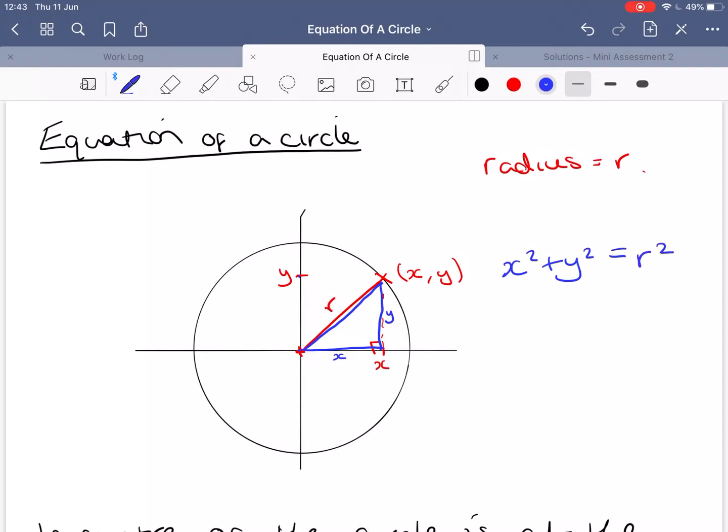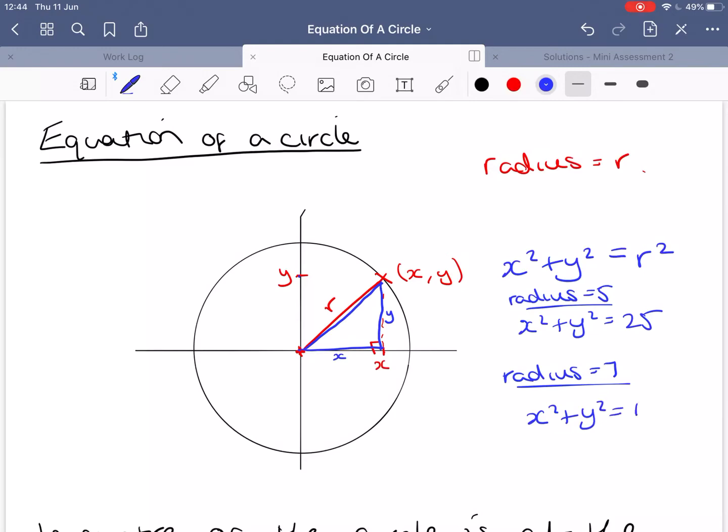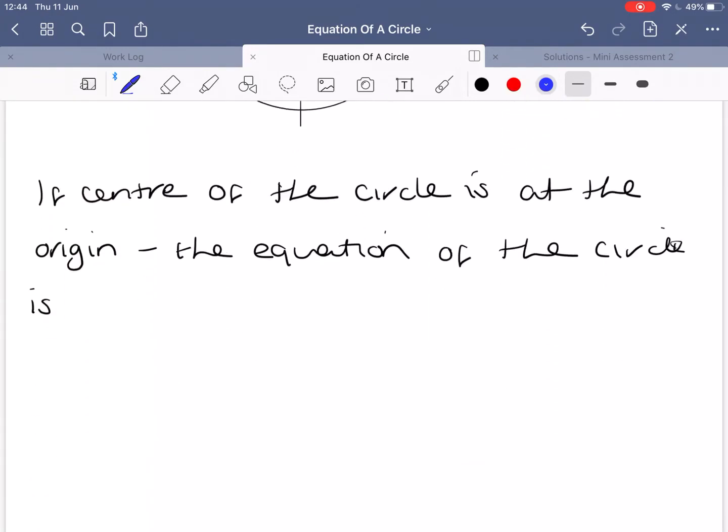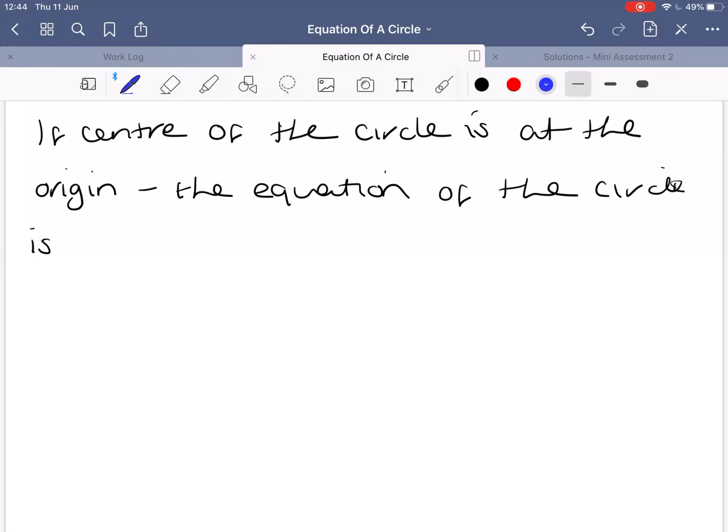And using good old Pythagoras, we can say x squared plus y squared equals r squared. And that is always true. So if I had a circle of radius 5, I would say x squared plus y squared is equal to 5 squared, which is 25. If I had a radius of 7, I would write the equation of that circle at the centre as x squared plus y squared equals 49. So if we've got the equation of a circle where the centre is the origin, it's x squared plus y squared equals r squared, and that's a standard equation.